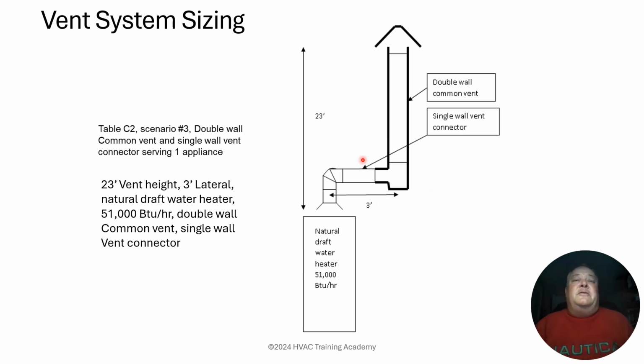So we're moving on to another piece here. Remember, C1 was what we used. We had double wall vent, double wall common vent, and a double wall vent connector. Now we've got a single wall vent connector. You can see the lines here are thinner, meaning that that's a single wall vent connector.